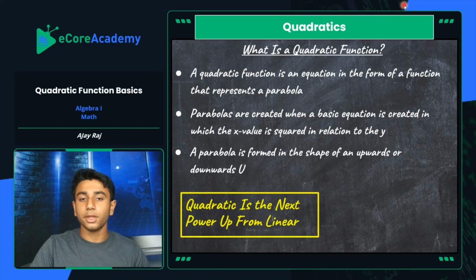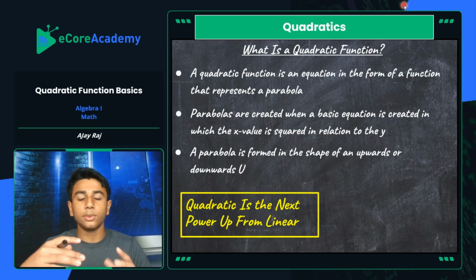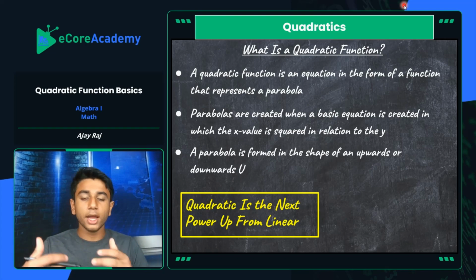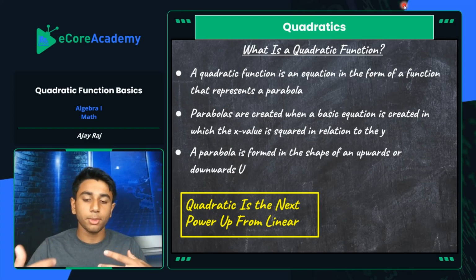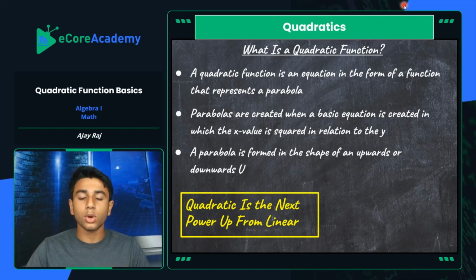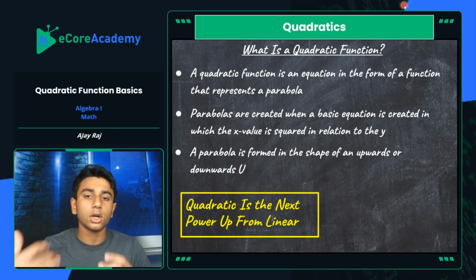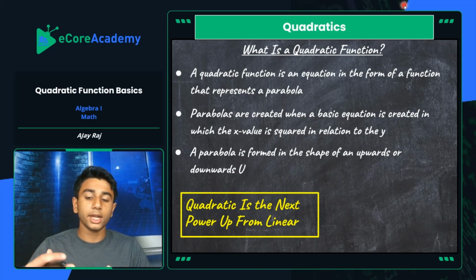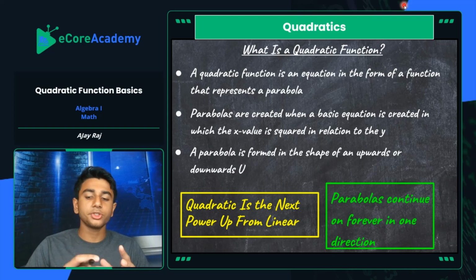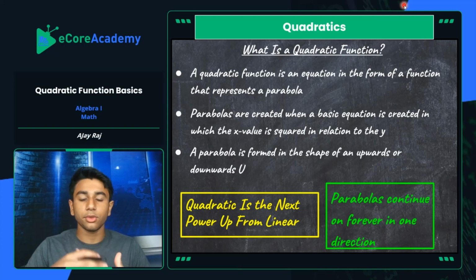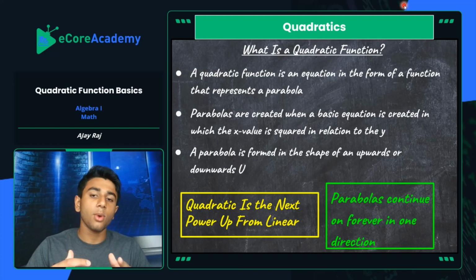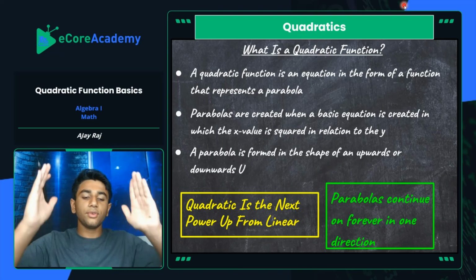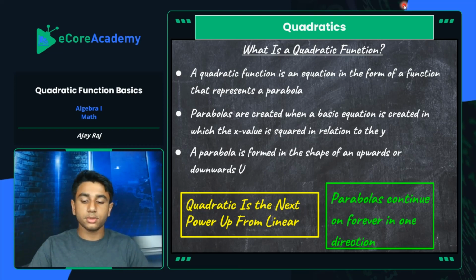Quadratic is the next power up from linear, so keep that in mind when you're thinking of your y equals mx plus b, your y equals x, and then your y equals x squared. Y equals x is to the power of 1. It's your singular power, your starting power. And then quadratic is going to be squared. Anything in terms of quadratic, you should think about being squared. So quadratic is the next power up. Also, parabolas continue on forever in one singular direction. Think about a U. The ends of the U are going to continue infinitely in one direction, either upwards or downwards.